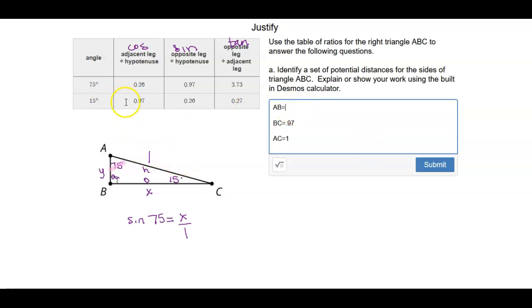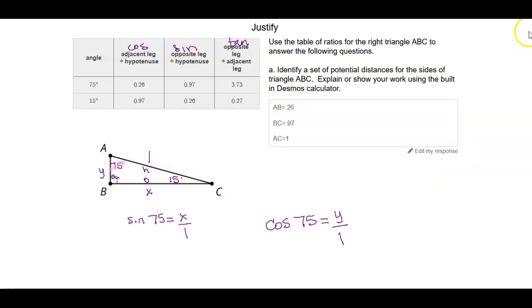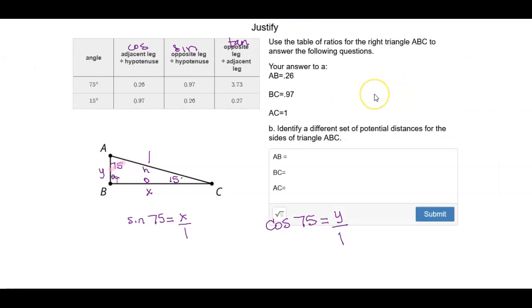Now, if I'm looking for my cosine, that would be the adjacent over the hypotenuse. Well, if I multiply both sides by 1, just like we did over here, the cosine of 75 would be equal to y. So this would be approximately 0.26. So on the next one, you can see our answers are right here.